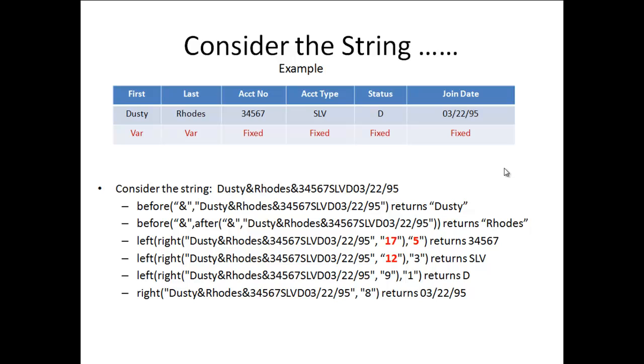If, for instance, we look at this particular string, we'll see that the caller has entered some information which allows us to then do a database dip and return this particular collection of information. Going through this string, we see that we've got a first and last name, an account number, an account type, status of the account, and the date on which this particular person joined the organization.